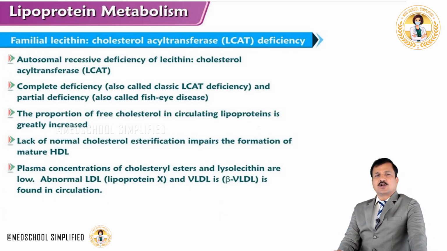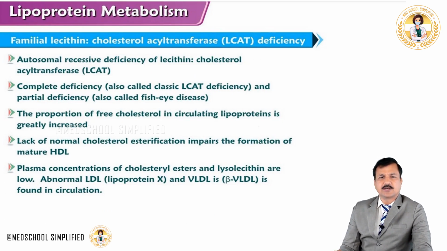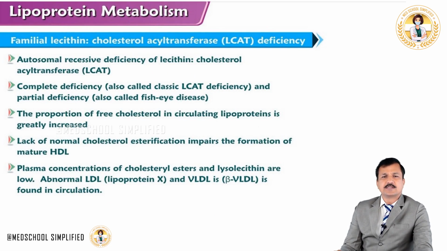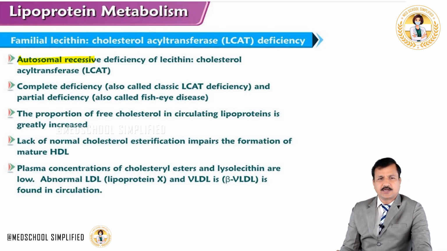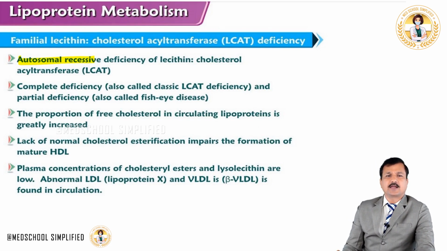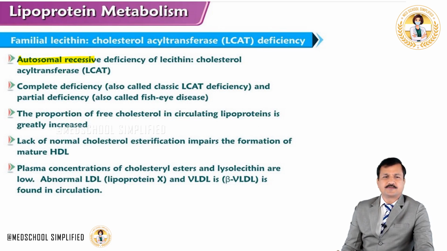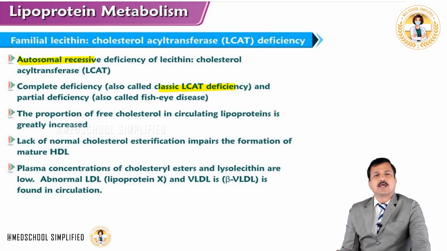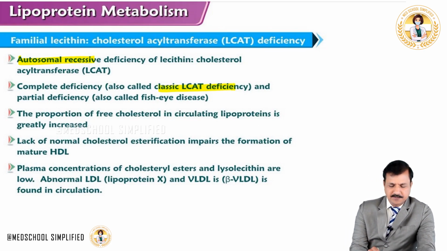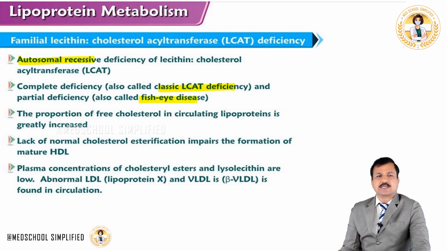Coming to another disorder that is associated with HDL metabolism is familial lecithin cholesterol acyl transferase deficiency, simply referred to as LCAT deficiency. LCAT deficiency follows an autosomal recessive inheritance pattern. There can be two types of LCAT deficiency. One is complete LCAT deficiency, the other is incomplete or partial LCAT deficiency. Complete LCAT deficiency is called classic LCAT deficiency, and partial LCAT deficiency is sometimes referred to as fish eye disease.